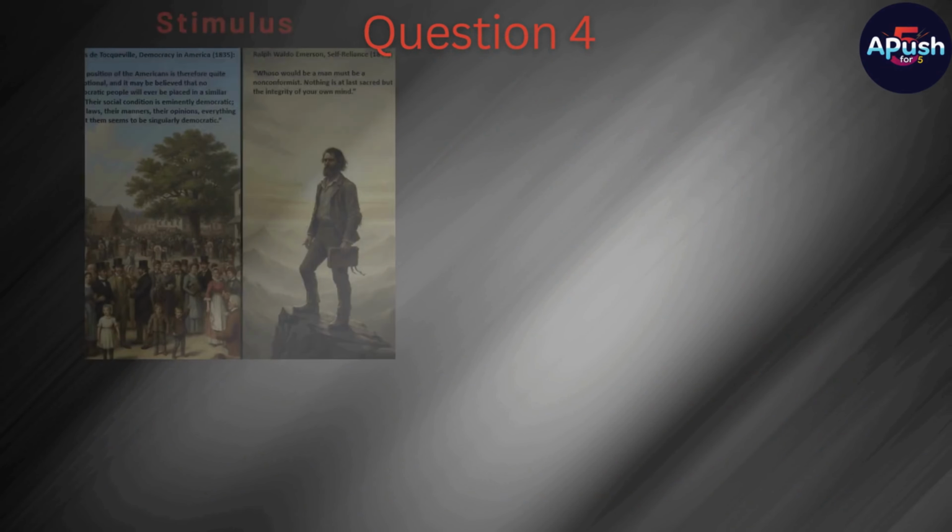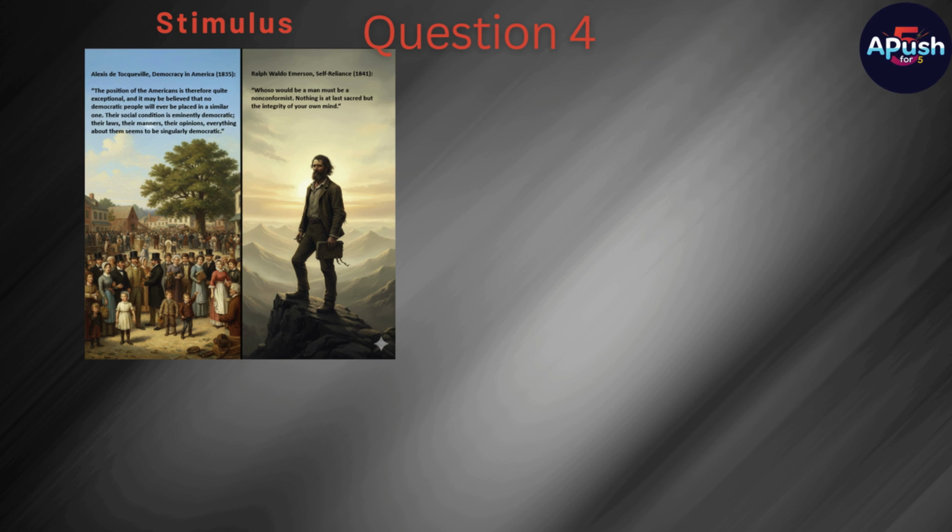Question 4. Stimulus. Covering questions 4 through 6. Alexis de Tocqueville, Democracy in America, 1835. The position of the Americans is therefore quite exceptional, and it may be believed that no democratic people will ever be placed in a similar one. Their social condition is eminently democratic. Their laws, their manners, their opinions, everything about them seems to be singularly democratic.